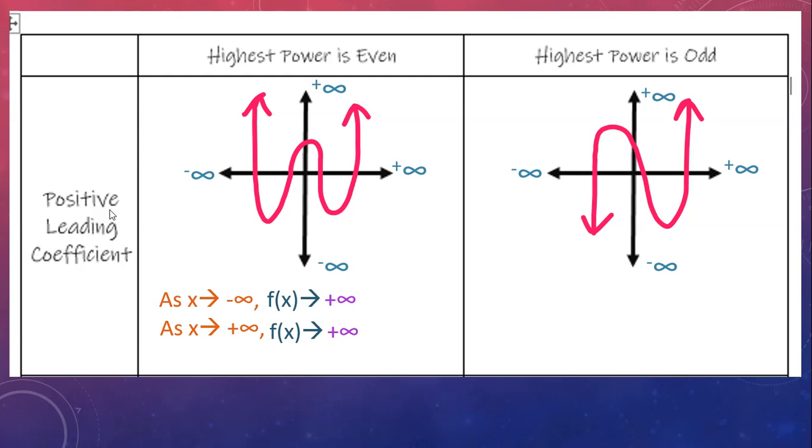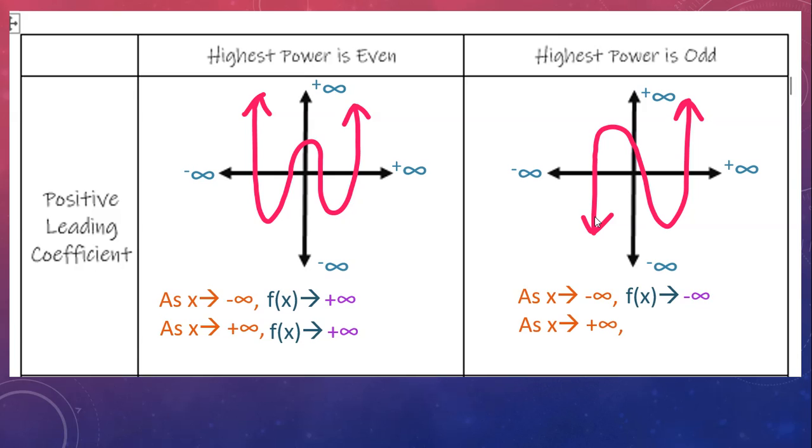So, same setup. We're going to talk about as x goes to negative infinity first. So as x goes to negative infinity, so over here, as the graph goes left, which way does your arrow point? f of x points down towards negative infinity.